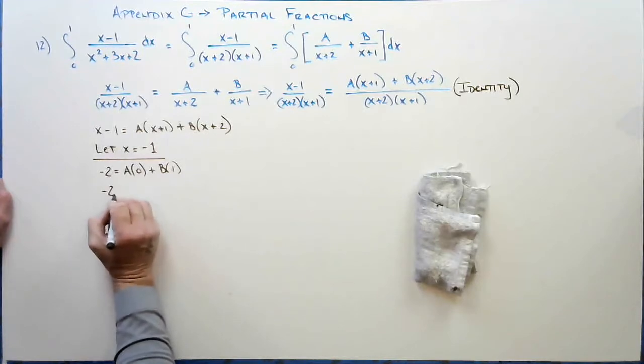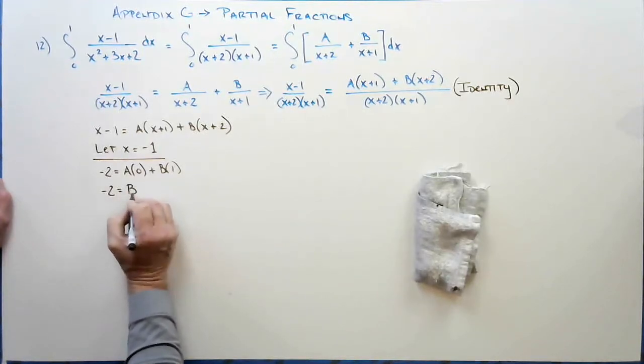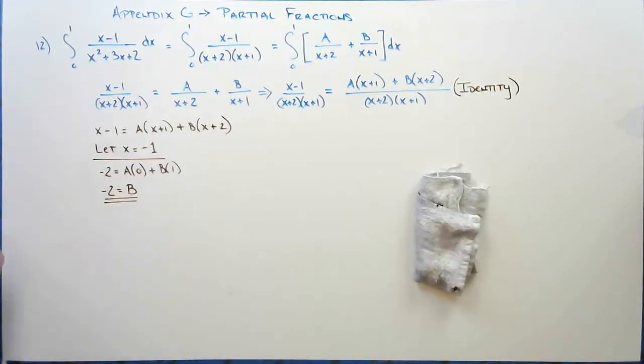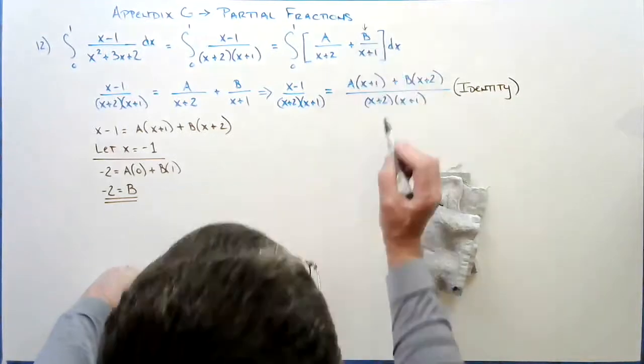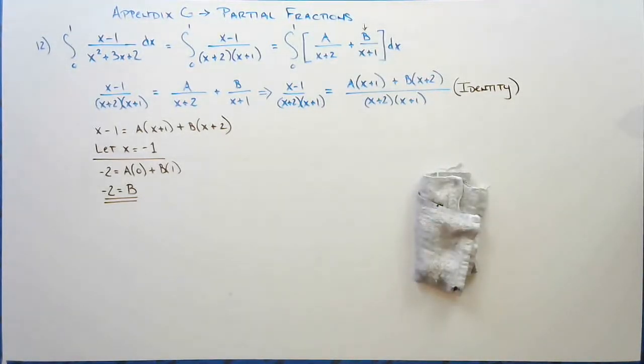That simplifies then to -2 equals b. Now I'm going to double underline that because we have found the value for b. We have found the value that's going to go right here when we go back and solve our integral.